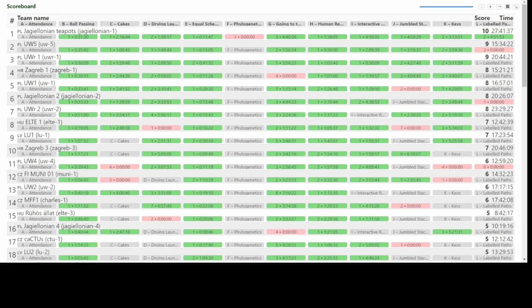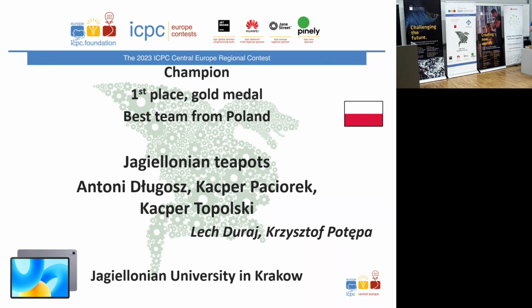Jagiellonian University in Krakow. Please come down to the stage. Congratulations to Antoni Długosz, Kacper Paciorek, Kacper Topolski, and their hosts Lech Duraj and Krzysztof Potempa.